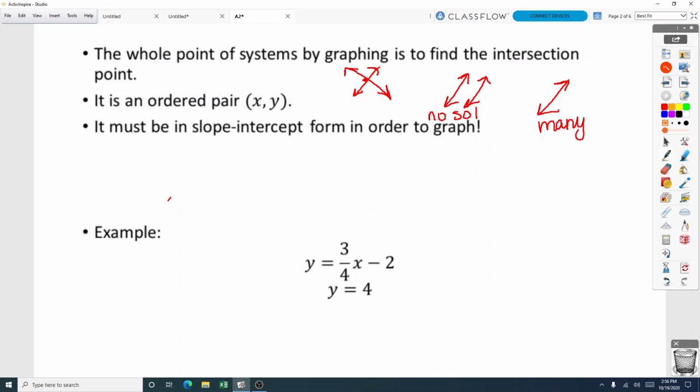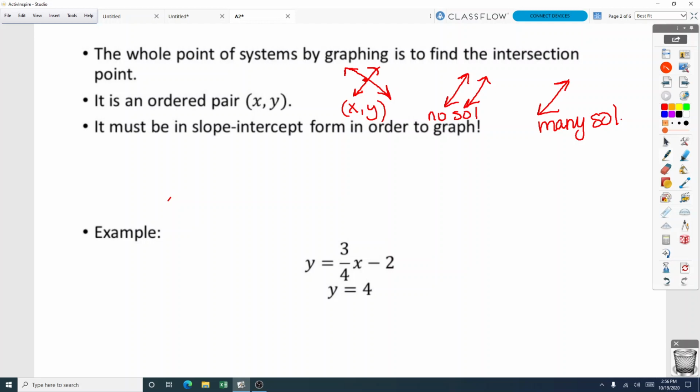Good. So we'll have three different types of answers today: an ordered pair, x, y, a no solution, or infinitely many solutions. Just like we've had for substitution and elimination. Nothing new, just the method.